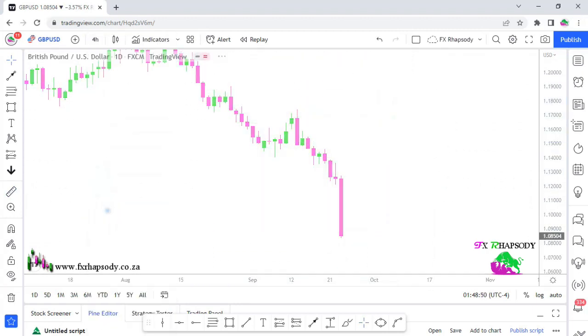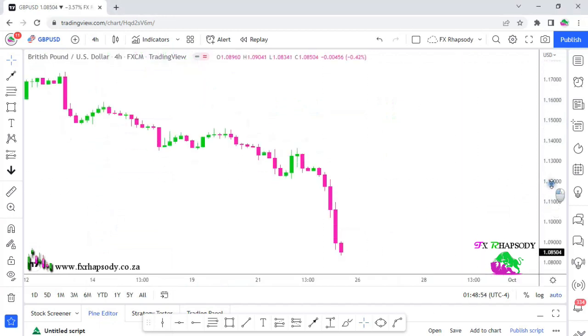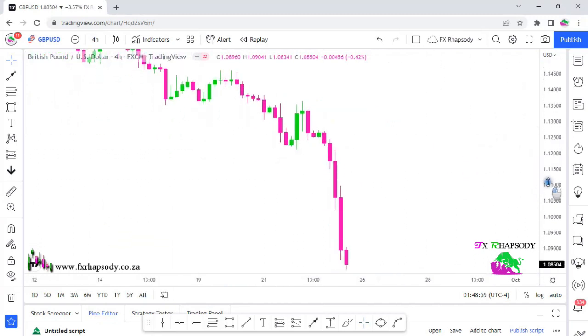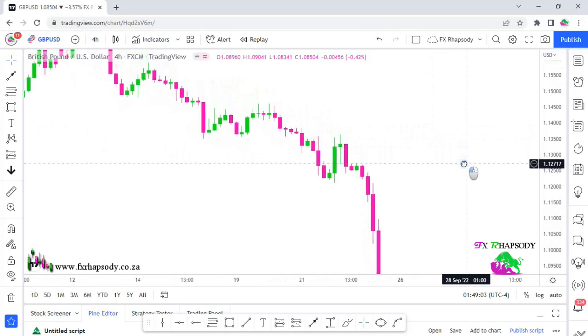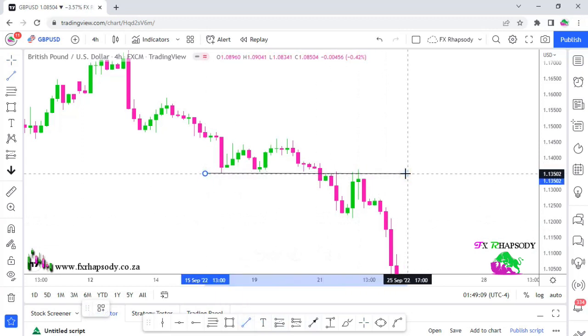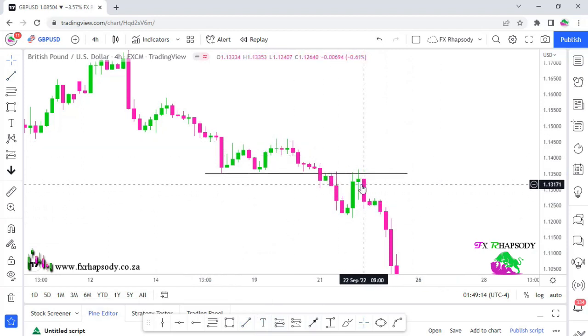Going down to your 4 hour time frame, just making it a little bit bigger, because there are always opportunities, be it on a daily time frame, 4 hour time frame, or 1 hour. There will always be opportunities, guys. Over here you can see the structure being broken. That was a nice little low, and you can see that structure being broken, price retracing back again.